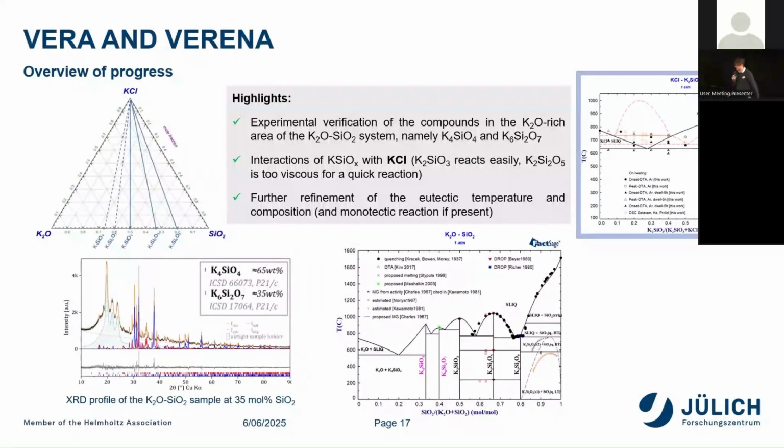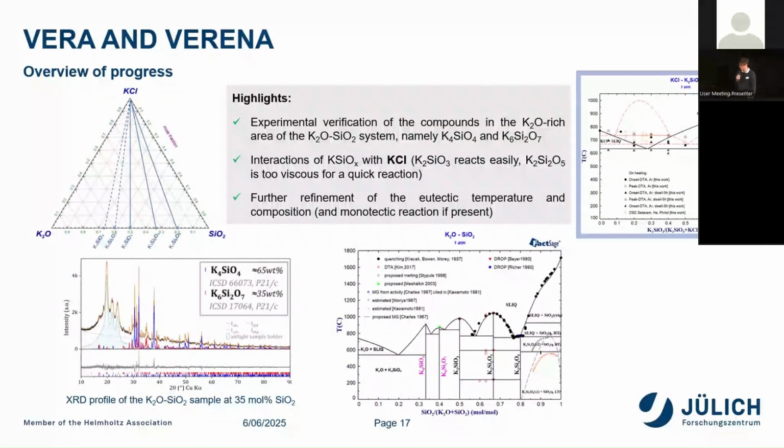On this slide, we can see some of the work that's been undertaken on the potassium oxide chloride silicon dioxide system. What was particularly interesting for us was the experimental verification of compounds in the potassium oxide rich side of the potassium oxide silicon oxide system. We are using an XRD, but the XRD is not shown there. We can see that the K4SiO4 and K6SiO7 were found.